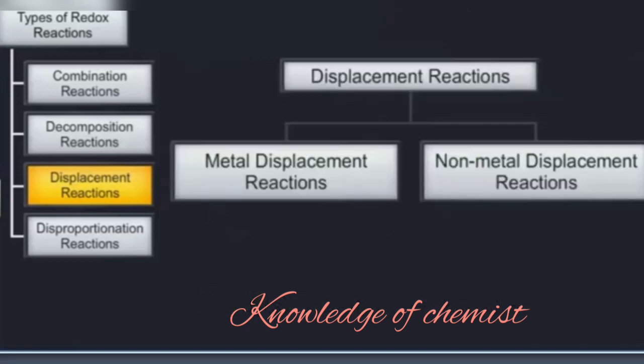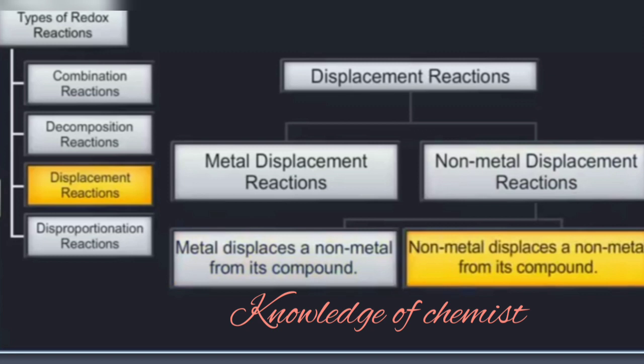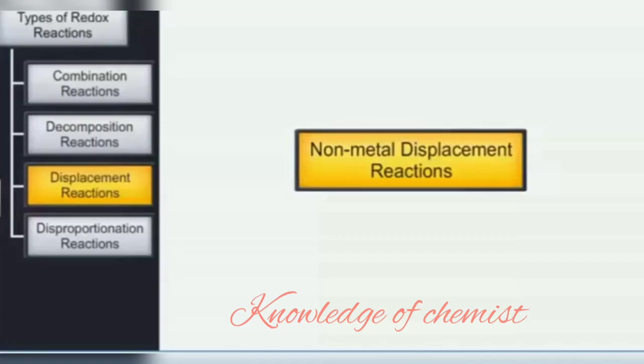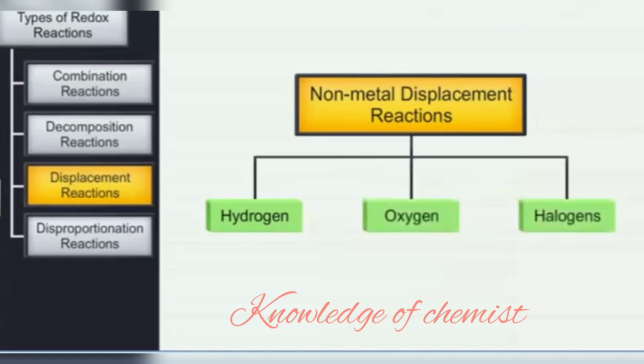The second type of displacement reaction is the non-metal displacement reaction. In a non-metal displacement reaction, a metal or non-metal displaces another non-metal in a compound. In most non-metal displacement reactions, the non-metal displaced is hydrogen. However, some reactions involve displacement of oxygen or a halogen.